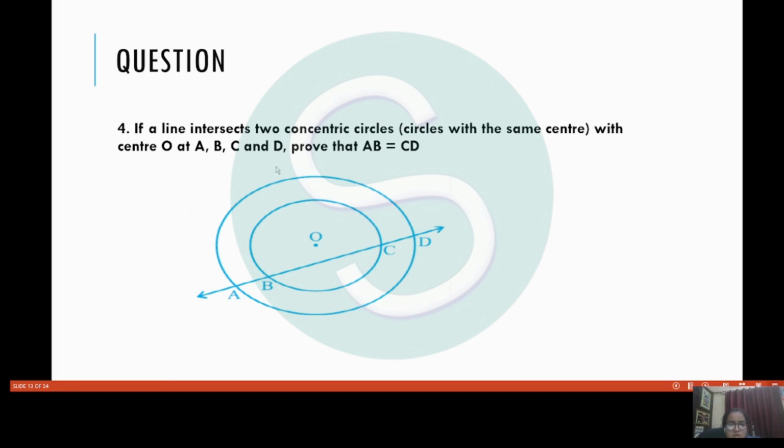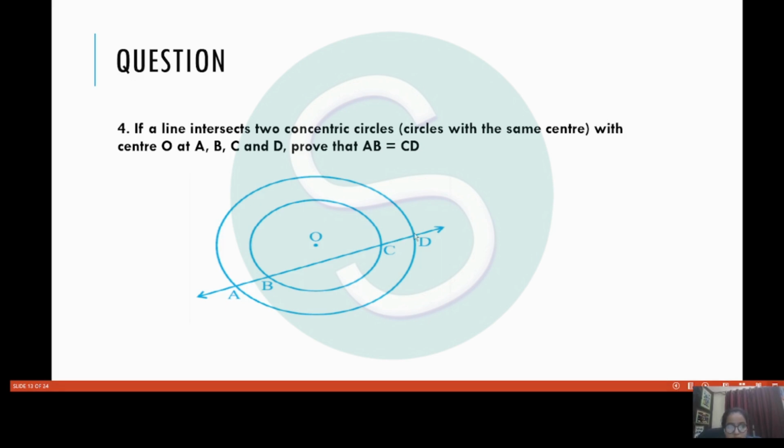Now we will move to the first question. If a line intersects two concentric circles, we have to prove AB equals CD. First, what is a concentric circle? Two circles are said to be concentric if their center is the same, right? Here O is the center of the smaller circle as well as the bigger circle. So these two circles have the same center, and these are called concentric circles. It is given that a line intersects two concentric circles, that is, this line intersects both the circles with center O at A, B, C, and D. And we have to prove AB equals CD.